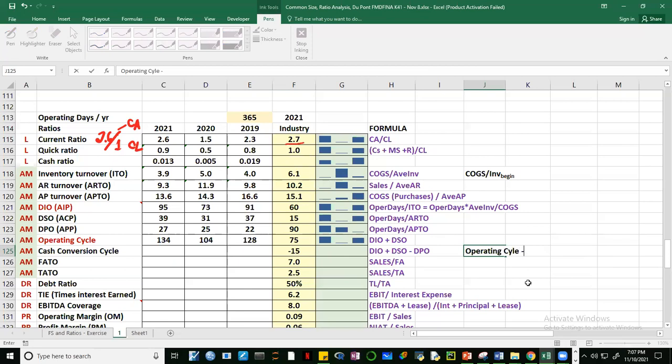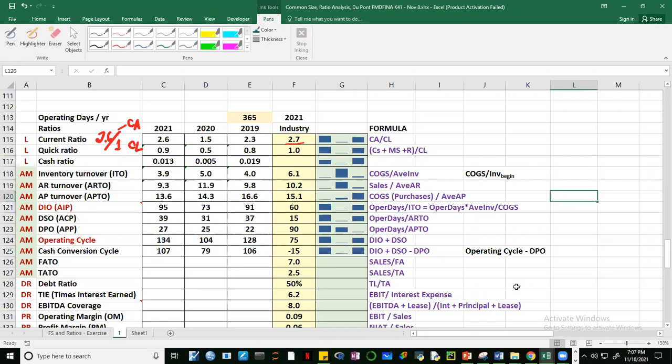This is your operating cycle minus your days payable outstanding. Kasi DIO and DSO is your operating cycle. So we can use this. It's equal to 134, okay? 134, and then we subtract the DPO of 27.